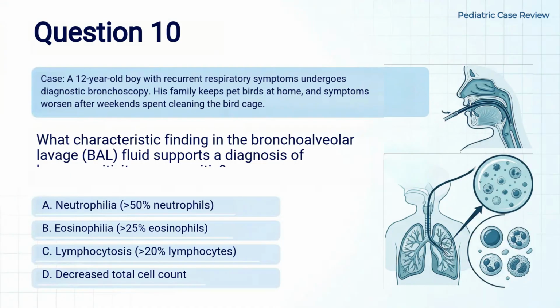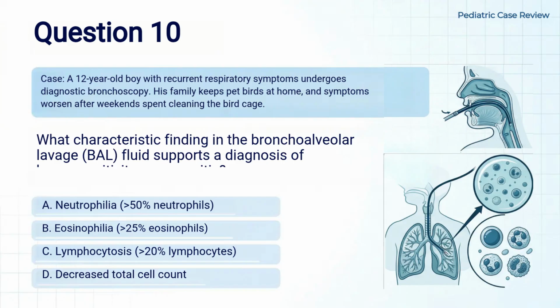Question 10. Bronchoalveolar lavage findings. A 12-year-old boy with recurrent respiratory symptoms undergoes diagnostic bronchoscopy. His family keeps pet birds at home, and symptoms worsen after weekends spent cleaning the bird cage. What characteristic finding in the bronchoalveolar lavage fluid supports a diagnosis of hypersensitivity pneumonitis?